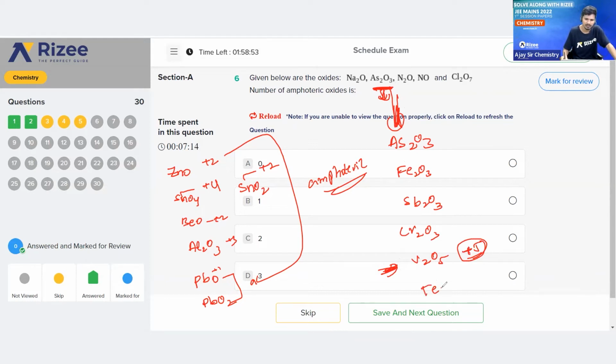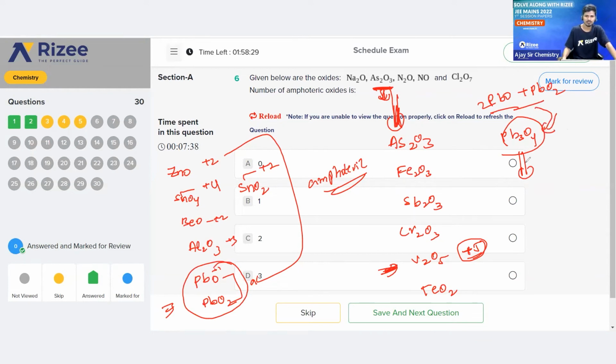And next selenium oxide. And see here, Pb3O4 also, it is also an amphoteric oxide, because this is the combination of 2PbO and PbO2. Here PbO and PbO2 both are amphoteric oxides. Both combine and produce this. This we call red lead. This is also an example of amphoteric oxide, the mixed oxide of amphoteric oxides. Next is Pb3O2, this is also important, also an amphoteric oxide.